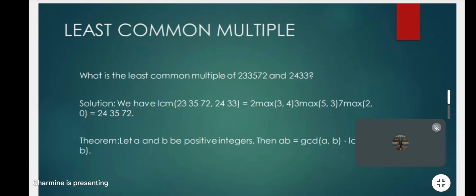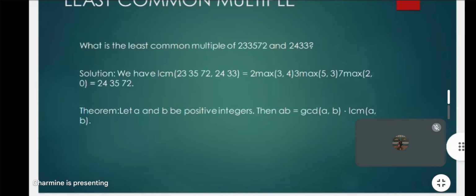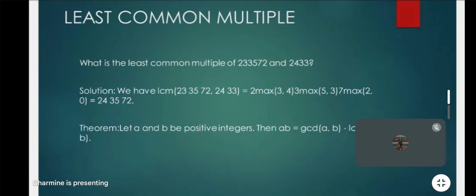Least common multiple. What is the least common multiple of 2 to the 3, 3 to the 5, 7 to the 2, and 2 to the 4, 3 to the 3? Solution: the least common multiple equals 2 to the max of 3 and 4, 3 to the max of 5 and 3, and 7 to the max of 2 and 0, which equals 2 to the 4, 3 to the 5, and 7 squared.